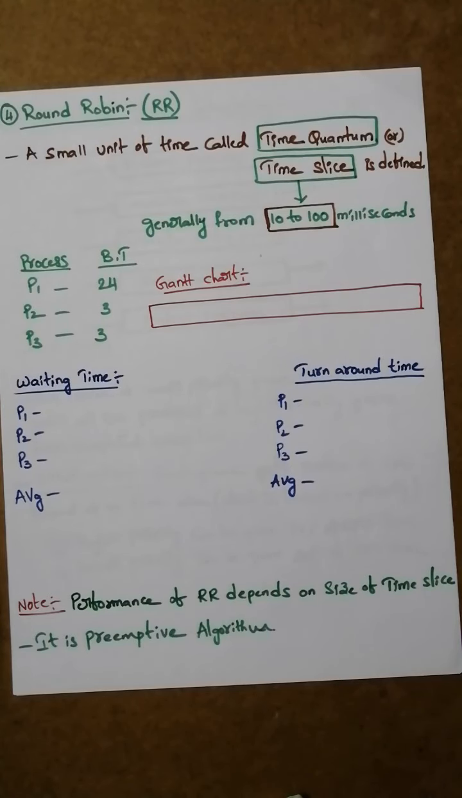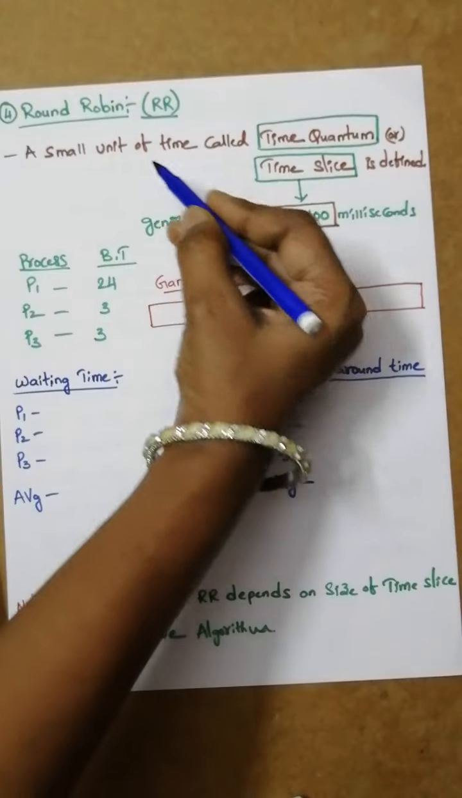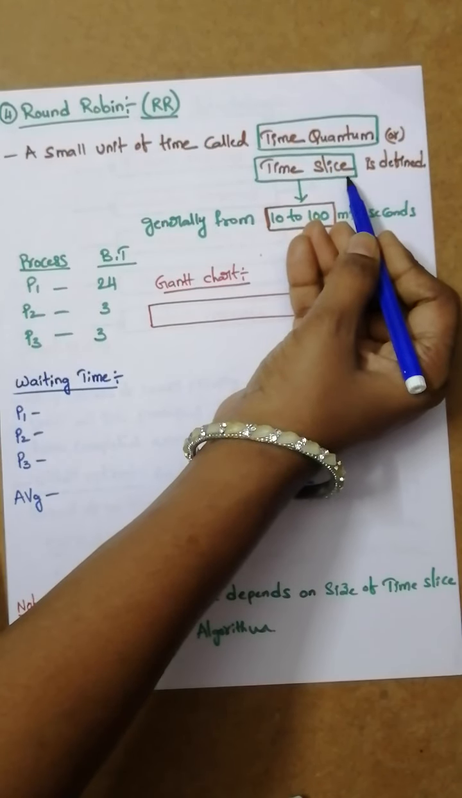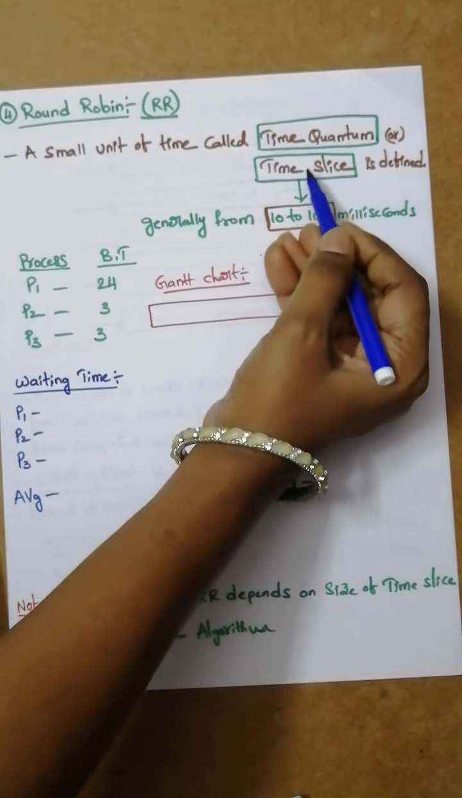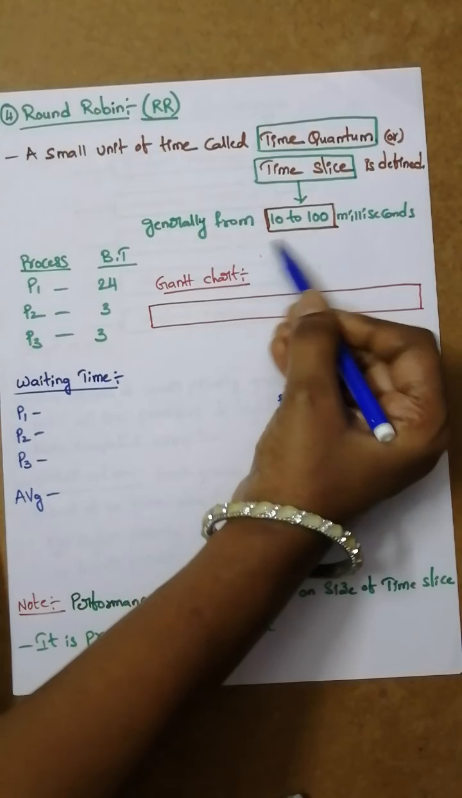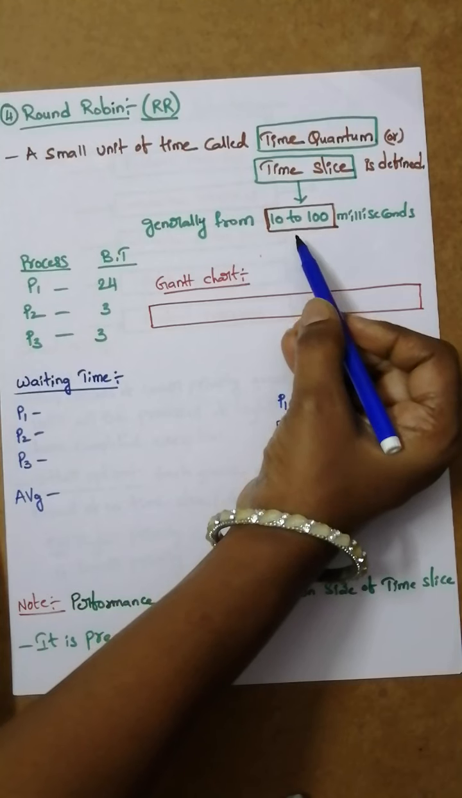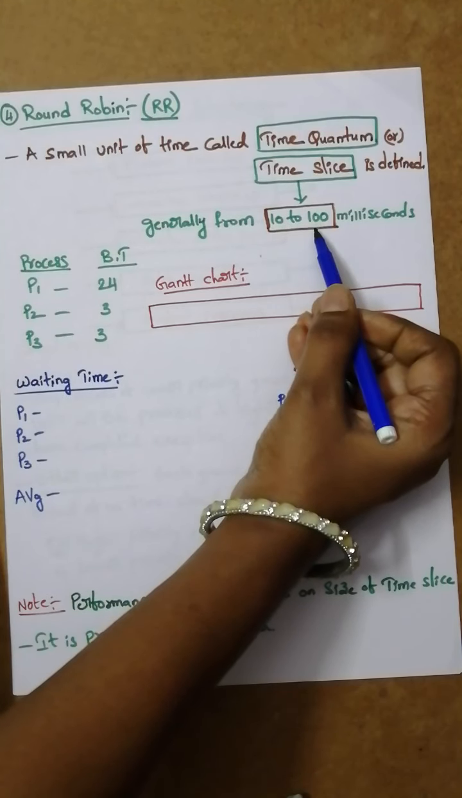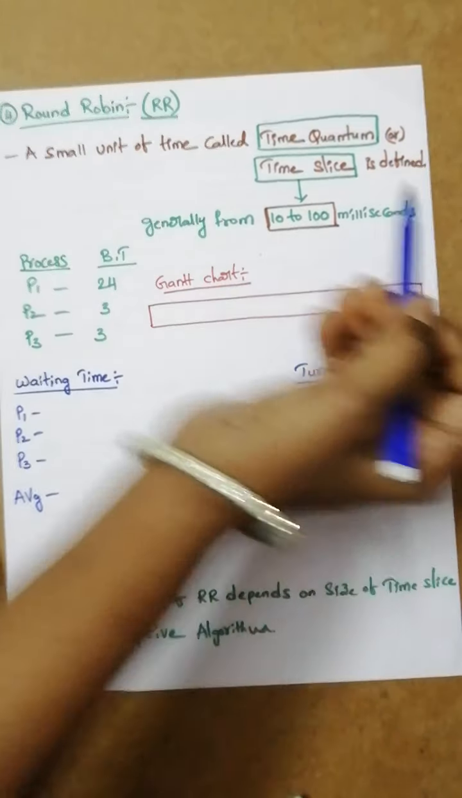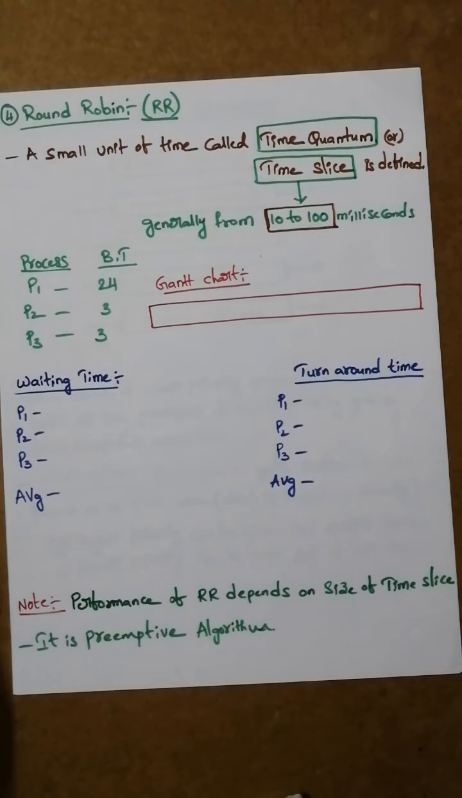Now to implement this round robin, we need a small unit of time called the time quantum. We also call it a time slice. So we need a time quantum. Generally it will range from 10 to 100 milliseconds. So you can select any time quantum which is a number between 10 to 100. Now let's see in our example how this round robin is implemented.